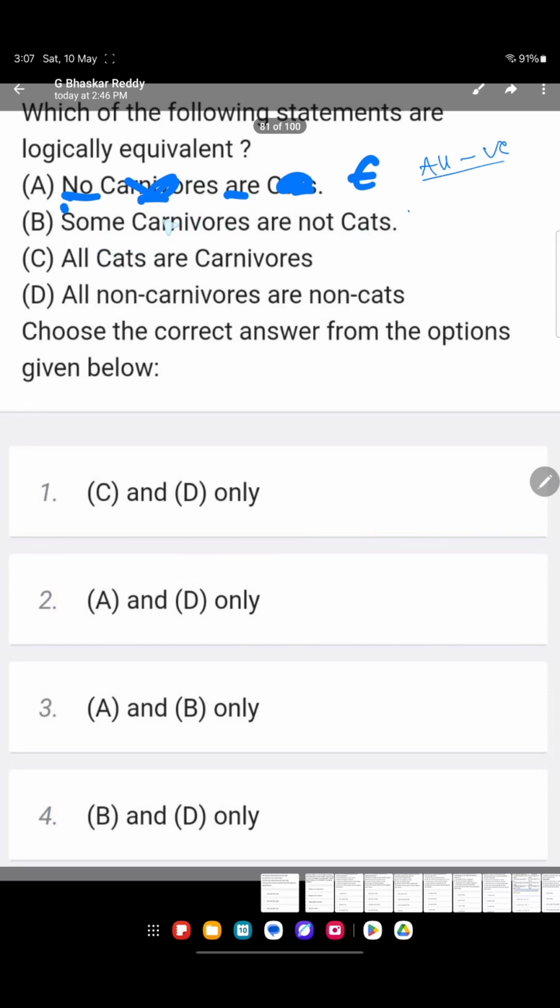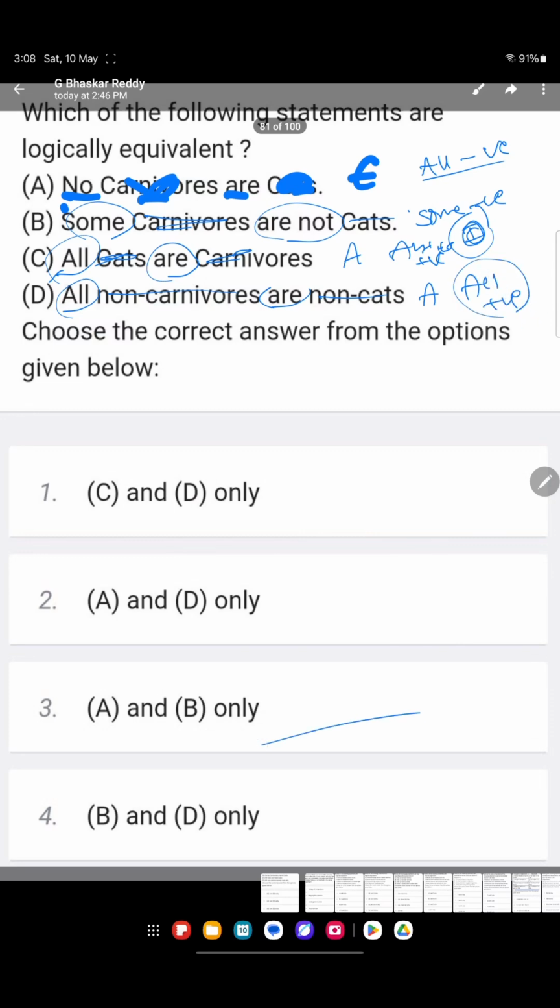Now some carnivorous are not cats, we don't want carnivorous and cats. Some are not is there, so it is some negative, that is O, particular negative. Now all are, cats, carnivores, we don't matter that. All are, so it is A, all positive. Now all non-carnivorous, non-cats, you leave that. All R is there, again it is A kind of statement, all positive.